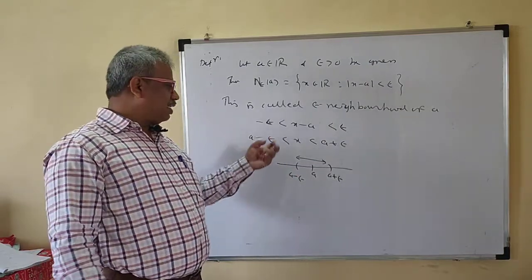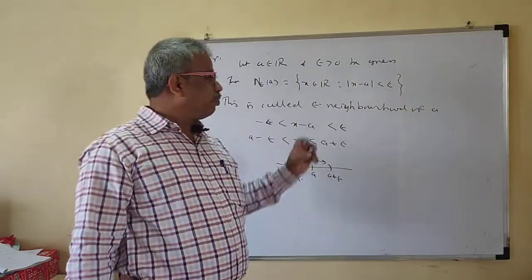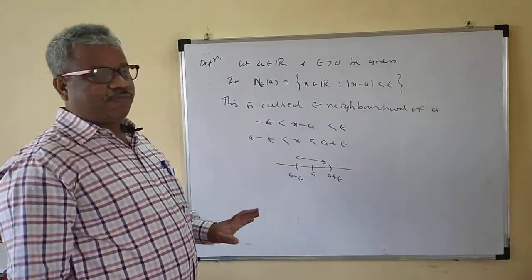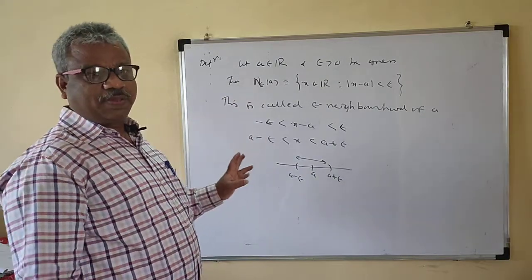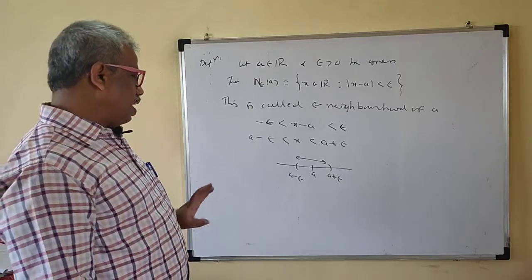It is also called the delta neighborhood if you replace epsilon by delta. We are familiar with the delta neighborhood, but here just replace delta by epsilon. So this will be the epsilon neighborhood of A.